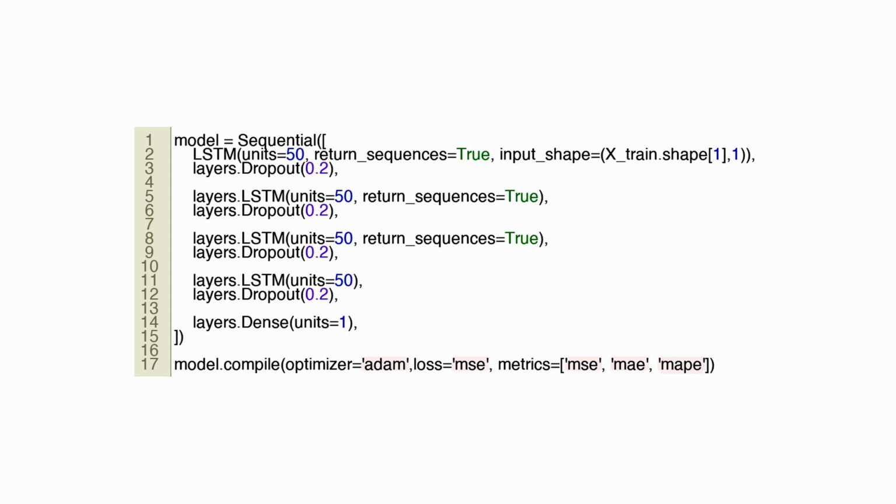The LSTM unit returns sequences, meaning it takes the output from the previous time step and feeds it into the next time step. The input shape is specified to be the same as the number of features in the training data. After the first LSTM layer, there is a dropout layer, which randomly drops 20% of the connections between the previous and current layer. This helps prevent overfitting, which is when the model memorizes the training data and does not perform well on new data.